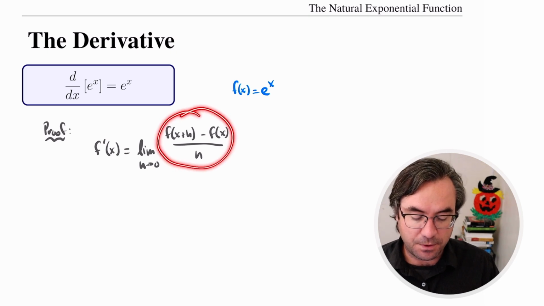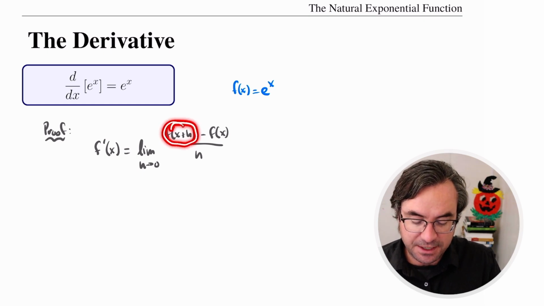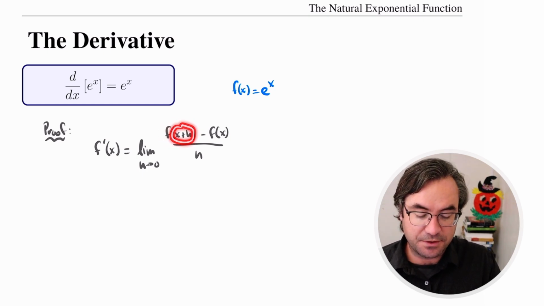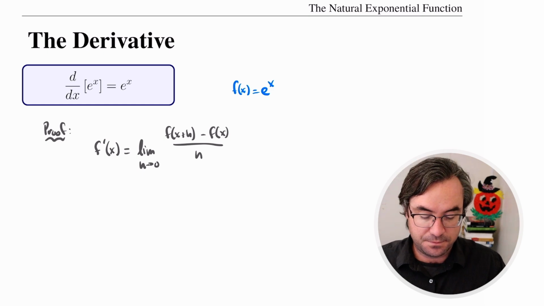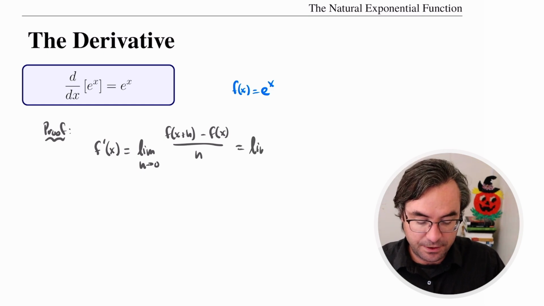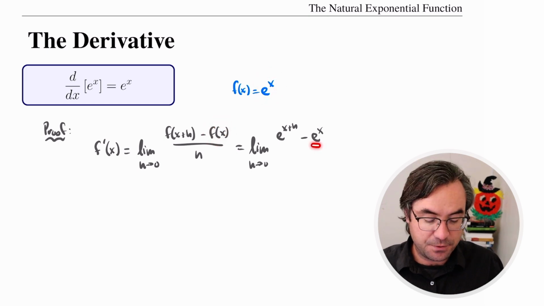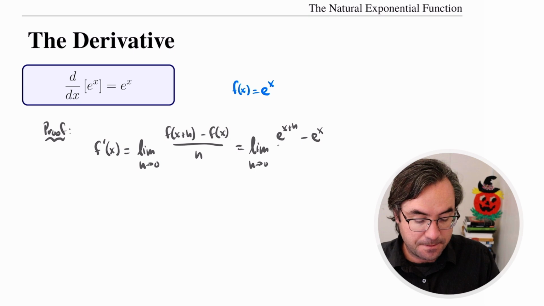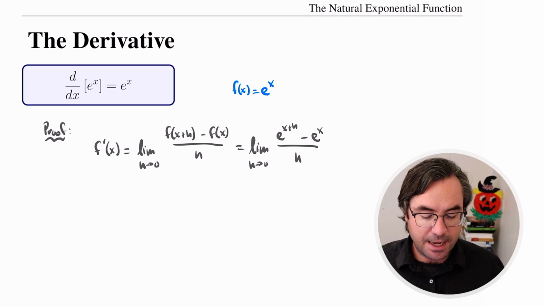All right, so for these ones, good kind of review here. Let's start with f of x plus h. So we're going to plug parentheses x plus h into this function. And we keep writing our limit sign. And then f of x is just the function itself, so e to the x, all over h.